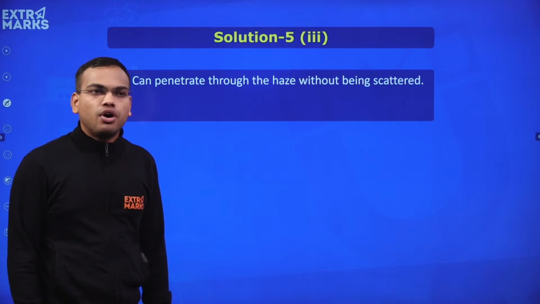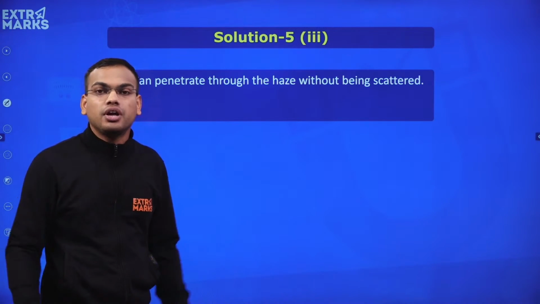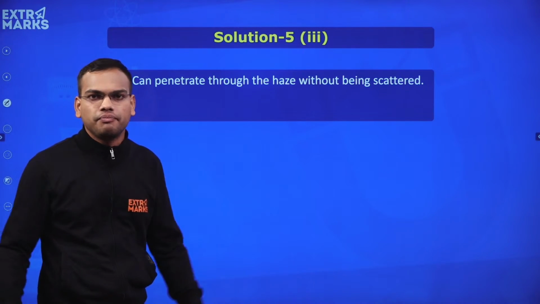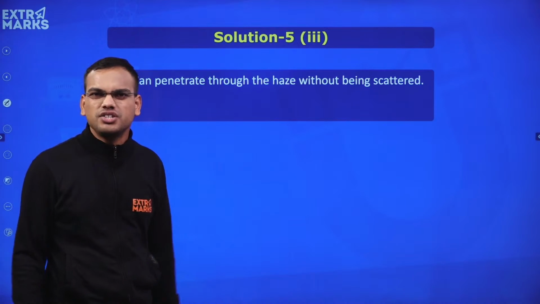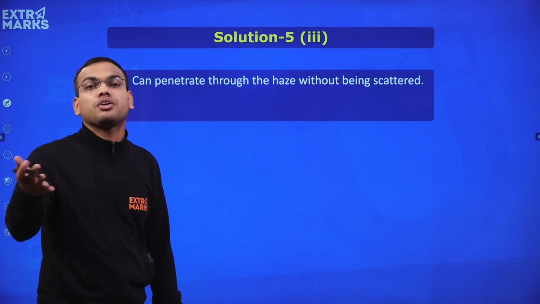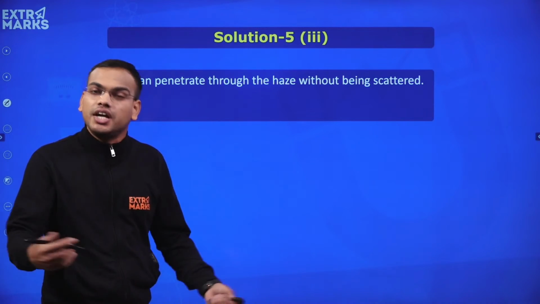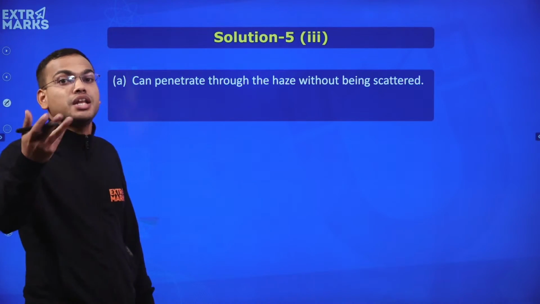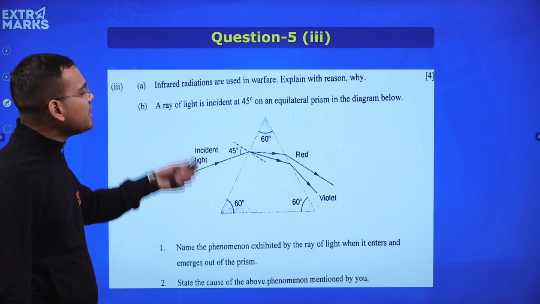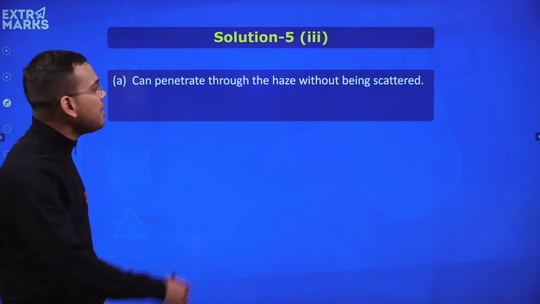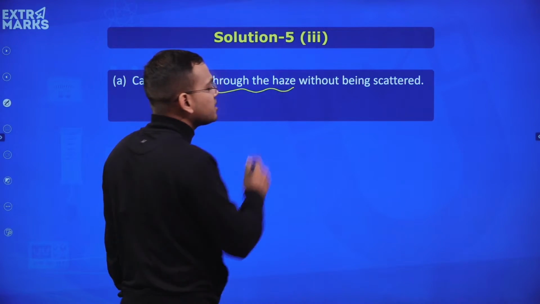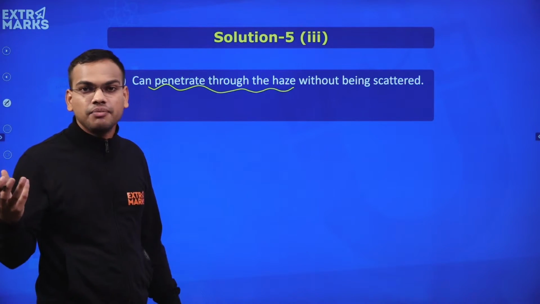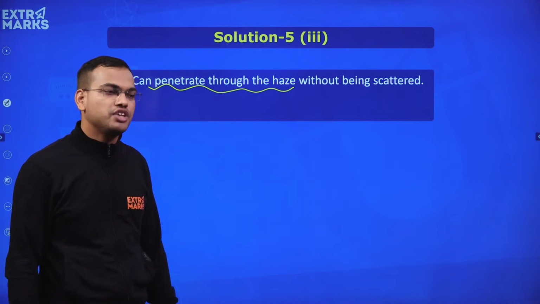In warfare, what if you are having a war in a region where there is haze? Too much haze, cloudy conditions, the signals are not reaching properly, then it will be very difficult to communicate or to locate the targets, right? Locate the enemy targets as well. So infrared radiations can penetrate through the haze without being scattered. So whatever signals we are sending can reach properly the place where they want to be.